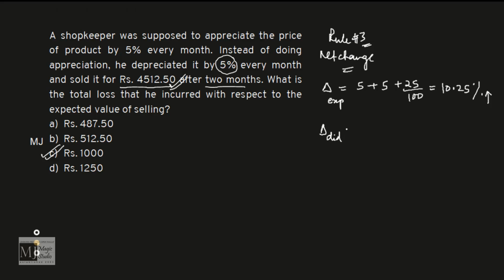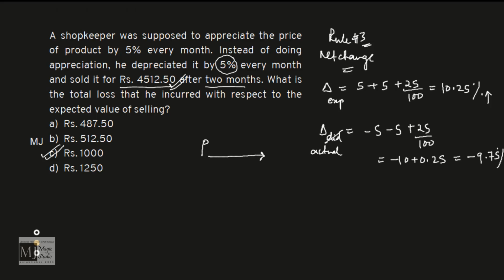But what he actually did was minus 5, minus 5. Minus 5 into minus 5 is plus 25 by 100. So it would be minus 10 plus 0.25, that is minus 9.75. This was P. I was supposed to go and reach at this point, that is 10.25% more than P. But I actually reached where? I reached here, which is 9.75% less than P.